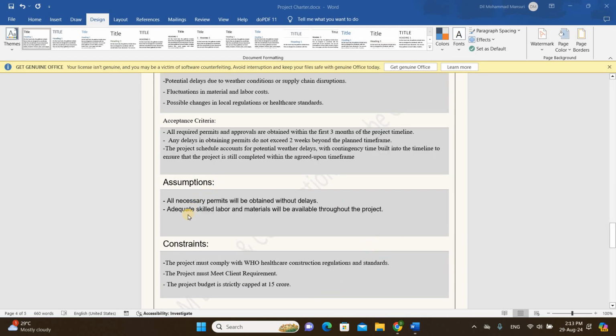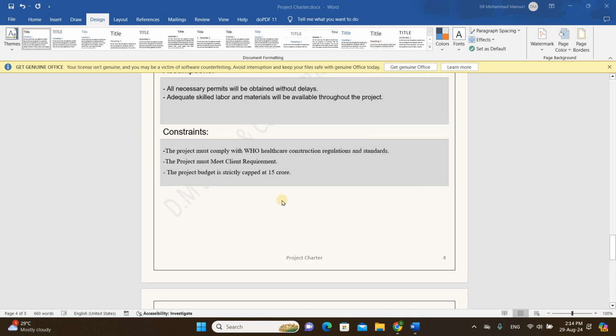So assumptions. All necessary permits will be obtained without delays. Adequate skill levels and materials will be available throughout the project. These are assumptions. So we assume that we'll have enough material and skills. We will have all necessary documents, all permits will be ready without any delays. That is assumptions, and we will have adequate skilled manpower, and enough materials will be available throughout the projects.